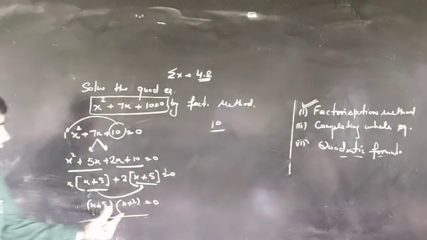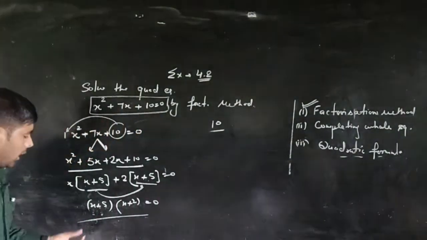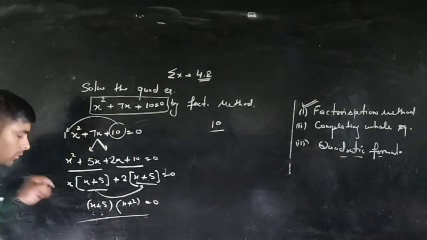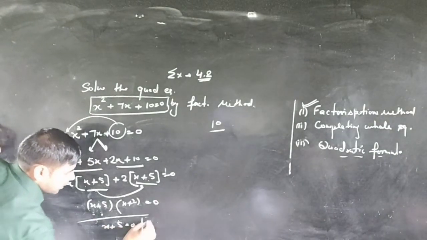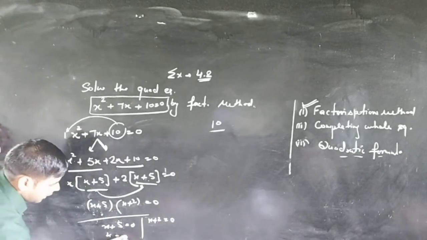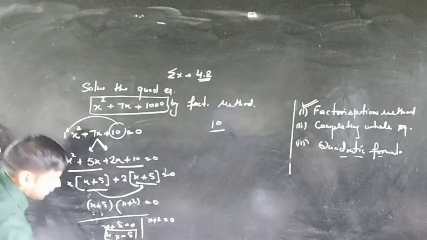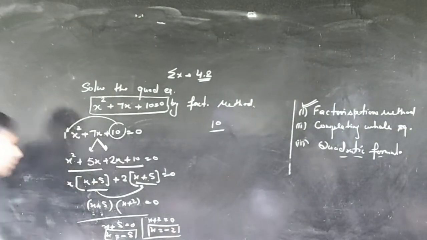The product of two numbers is equal to 0. It is possible only when either this is equal to 0 or this is equal to 0. Either x plus 5 is equal to 0 or x plus 2 is equal to 0. From here x equals minus 5 and from here x equals minus 2.